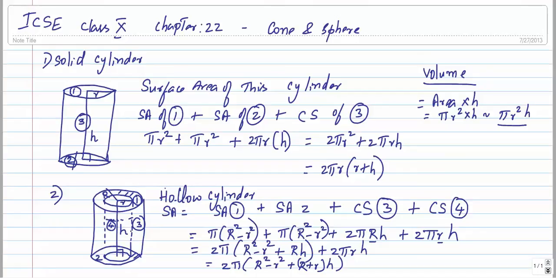In this case the volume is pi into R square minus r square into h, because this is the effective area available, this area into h, because only this much area is available for us. Okay, I hope this covers the case of solid cylinder and the hollow cylinder.